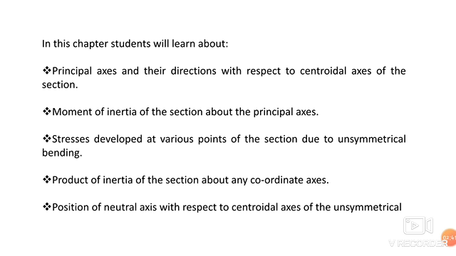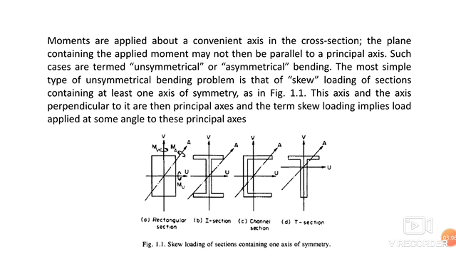So, what will we learn from this chapter? From the chapter, we will learn the principal axis and its direction with respect to the central axis of the section, moment of inertia of the section about the principal axis, stresses developed at various points of the section due to unsymmetrical bending, product of inertia of the section about any coordinate axis, and position of the neutral axis with respect to the central axis. Unsymmetrical moments are applied about a convenient axis in the cross section. The plane containing the applied moment may not then be parallel to a principal axis. Such cases are termed unsymmetrical or asymmetrical bending, which is the main topic of this chapter.